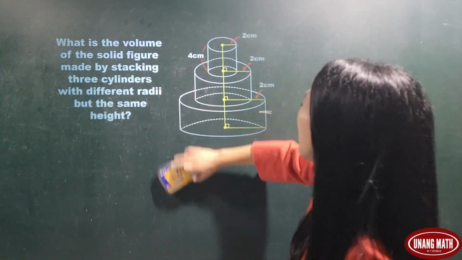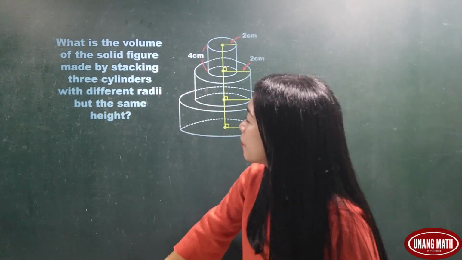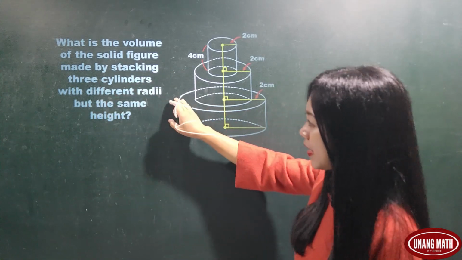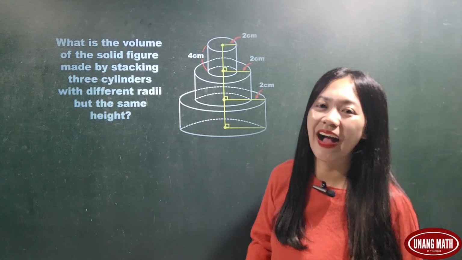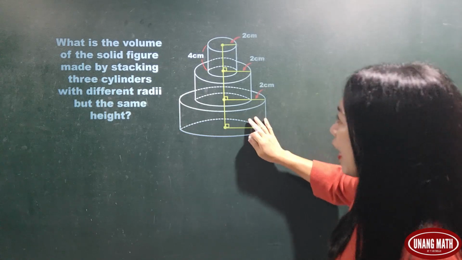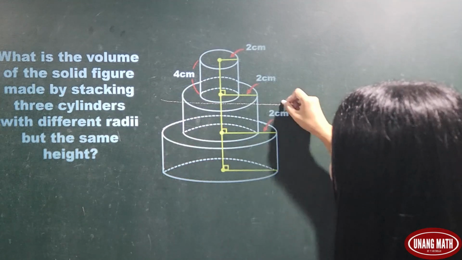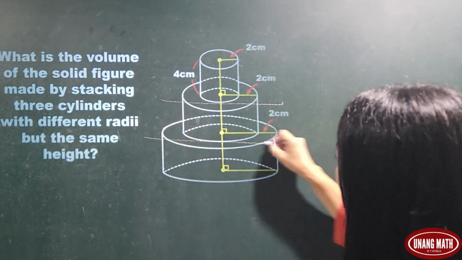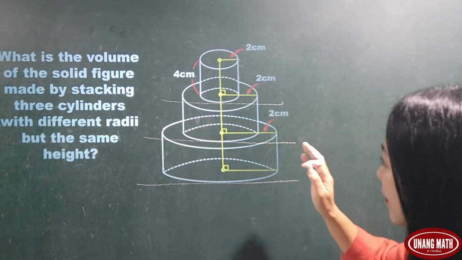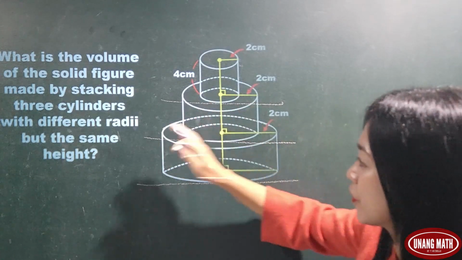Okay, let's answer the following problems. The first one is this one. What is the volume of the solid figure made by stacking 3 cylinders with different radii but the same height? So this is the figure. We will find the volume of this solid figure, and this is made by stacking 3 cylinders. So this is our first cylinder. Okay, this is our second cylinder and third cylinder. Given that the height of these 3 cylinders are the same.